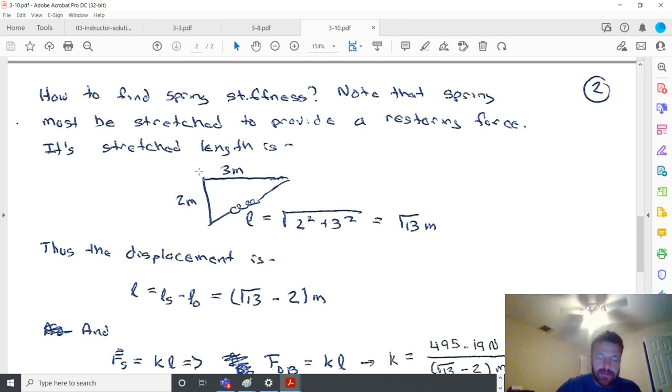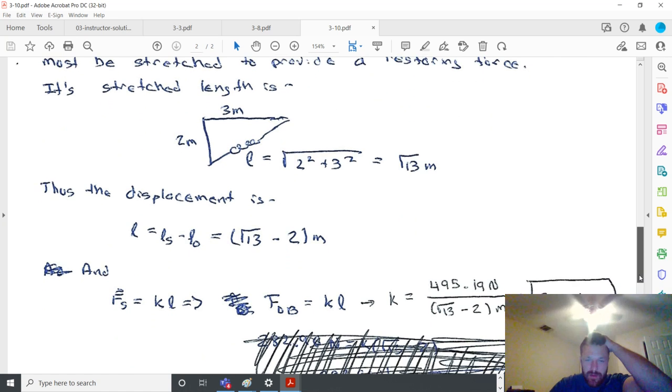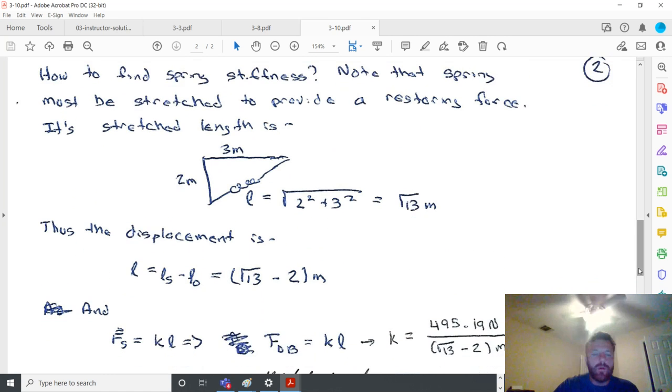So again, using Pythagorean's theorem, I can find that the length of the spring, and I'll just leave it in an irrational form, is the square root of 13 meters. So that's somewhere between 3 and 4 and closer to 4. And if you remember, we were told that the unstretched length of the spring was 2 meters. So what's happened? When that weight is connected, the spring is stretched in order to generate a restoring force to keep it all in equilibrium.